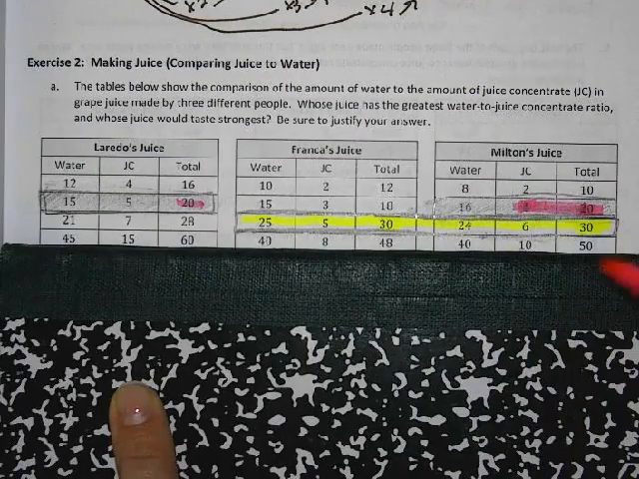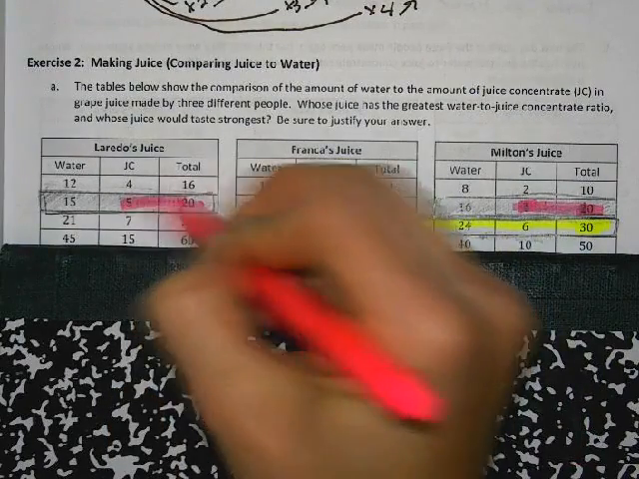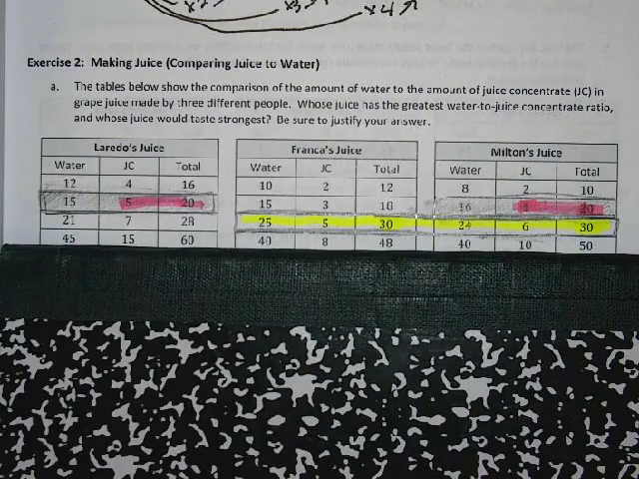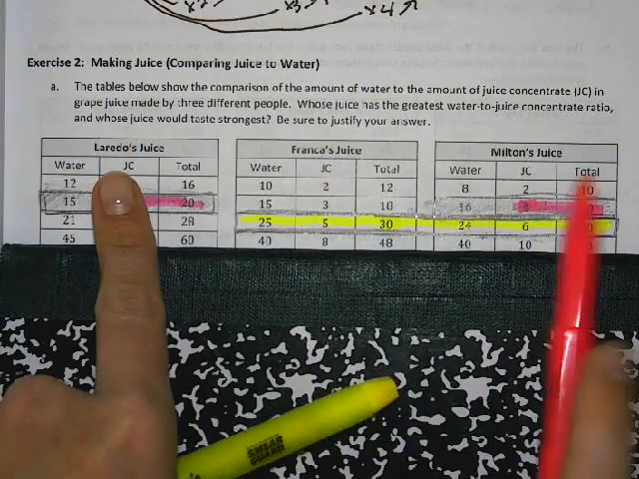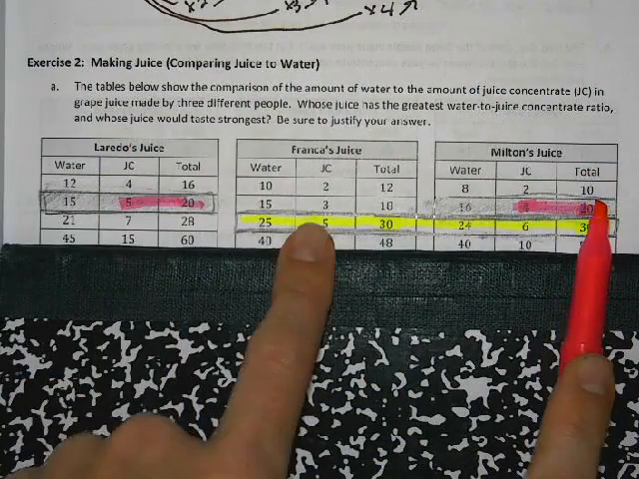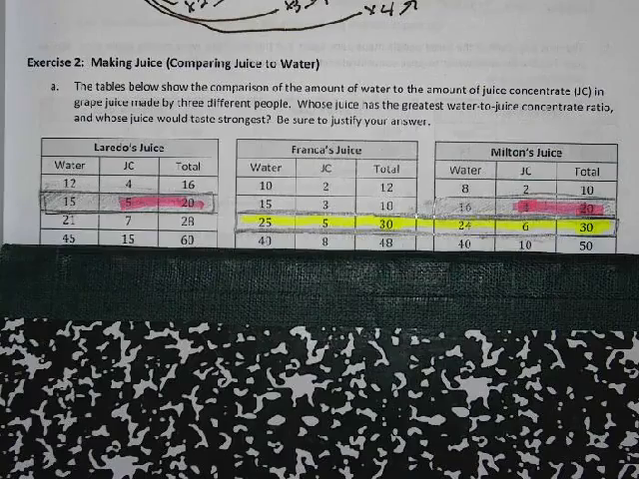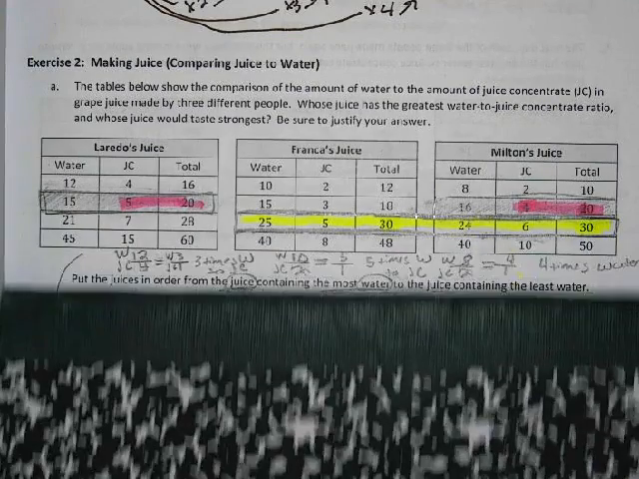So Milton put 4 parts juice in there. Laredo put 5 parts juice in there. And so I would know that 5 parts juice would be stronger than 4. So Laredo is stronger than Milton, and Milton is stronger than Franca. And that's just using brainstorming, looking at the ratios themselves. But you also can actually use the value to make that same decision.